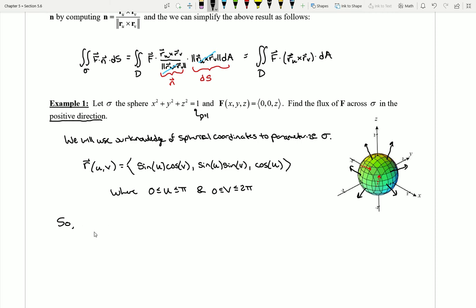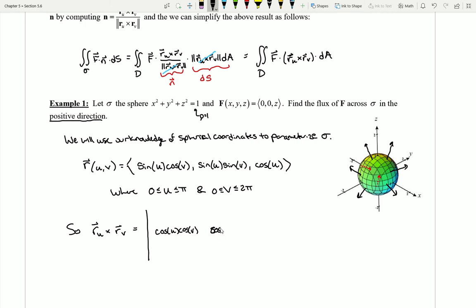So if I want to, and let me move this down here a little bit so I have some more space, I need my partial with respect to u crossed with my partial with respect to v. Let's see what we come up with. The partial with respect to u, I'm going to have cosine u, cosine v.